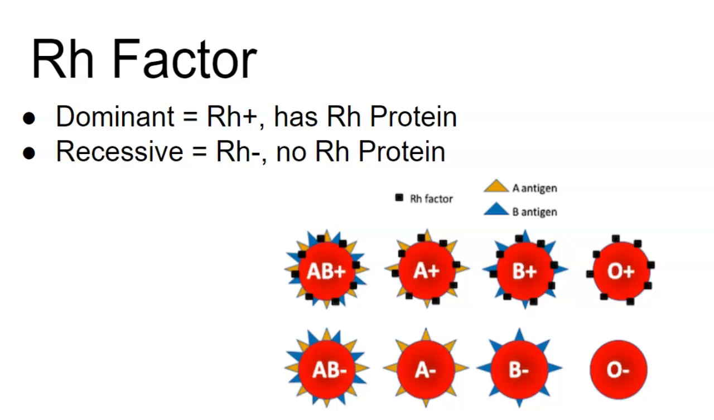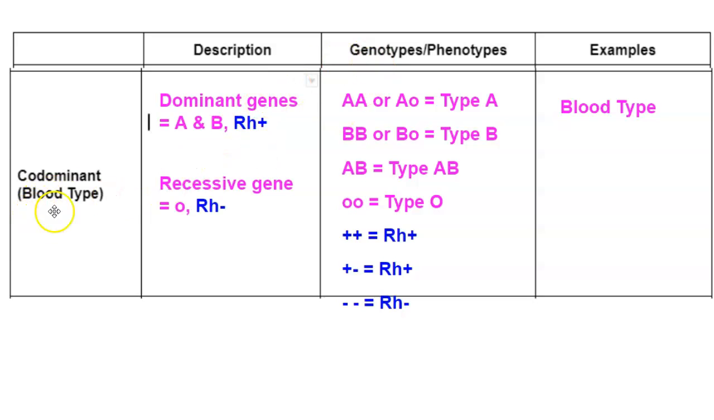We already wrote some blood types in our chart, and so now we're going to add the blue. Okay, so our dominant genes, not only do we have A and B that are dominant, we have a separate gene that's also dominant, and that's Rh positive. That's the positive gene. The negative gene here is Rh negative, the recessive gene. And we're going to go ahead and add some genotypes and our phenotypes to this chart.